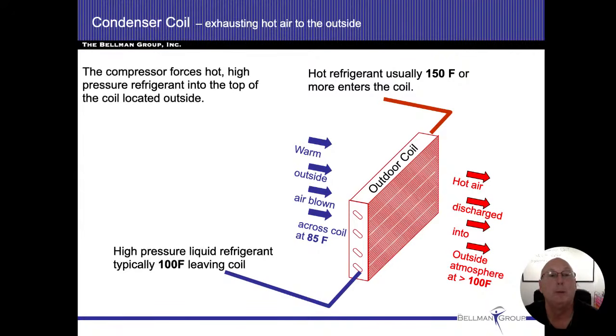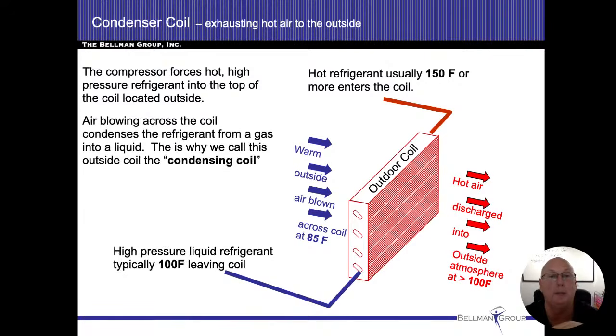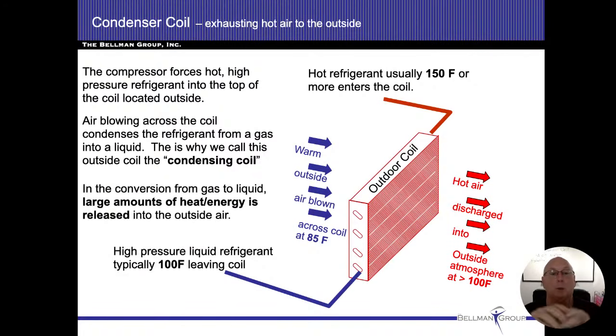All right. It forces hot, high pressure refrigerant to the top of the coil located outside. The refrigerant travels through the coils. Same air transfer is happening, but in this case, we're discharging heat. As I'm discharging, I'm condensing my refrigerant, changing from a gas to a liquid. And as I change from a gas to a liquid, I release a tremendous amount of heat that I had inside the refrigerant. This is called latent heat of condensation. We're just talking about the heat transfer without the temperature change. That is latent heat.